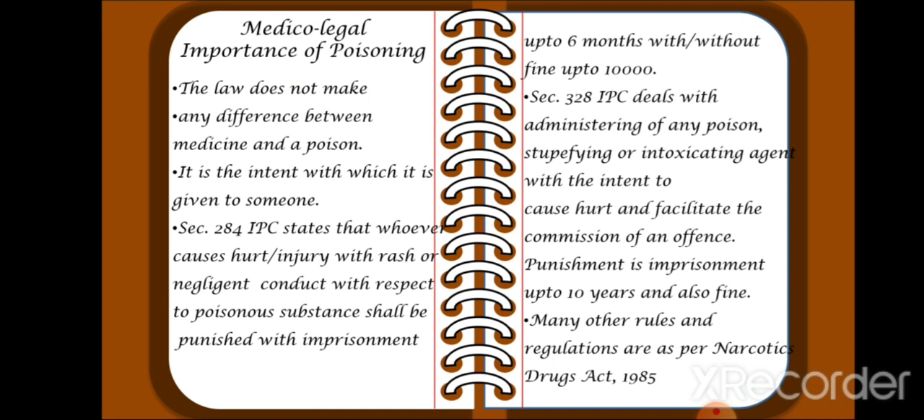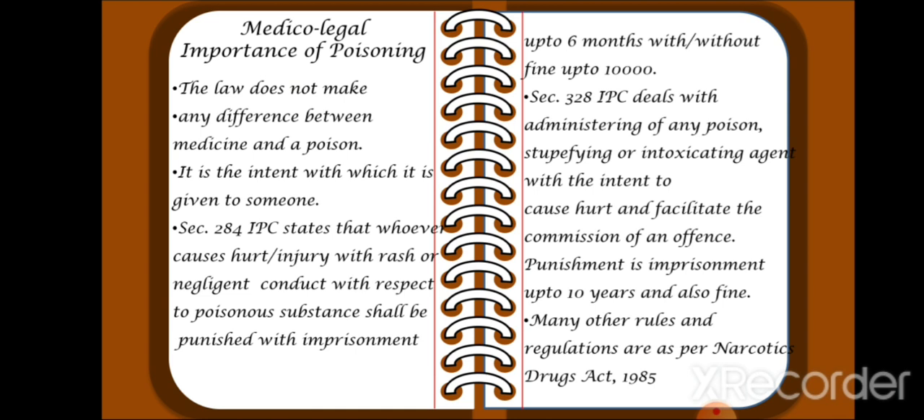Section 328 of the IPC deals with the administration of any poison, stupefying, or intoxicant agent with the intention to cause hurt and facilitate the commission of an offense. The punishment is imprisonment up to 10 years and also a fine. Many other rules and regulations are there as per the Narcotic Drugs and Psychotropic Substances Act 1985.